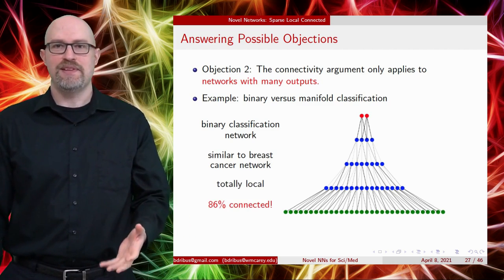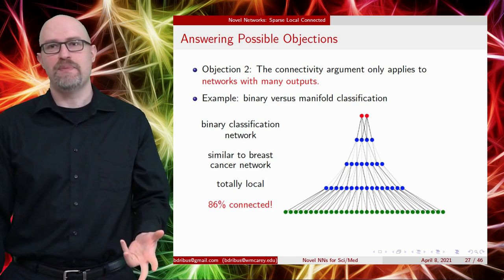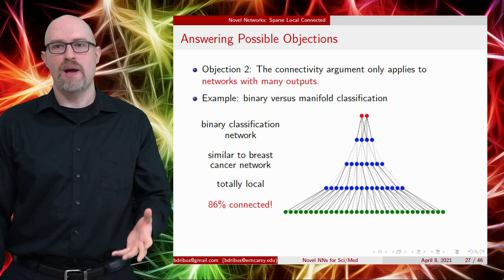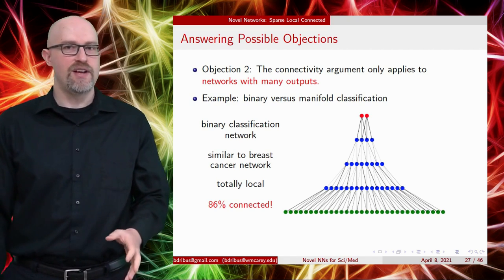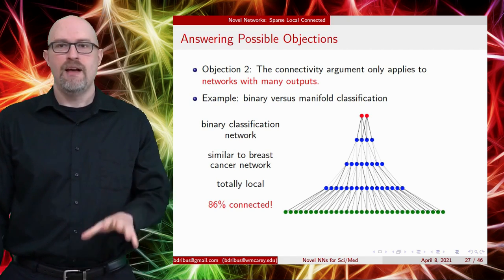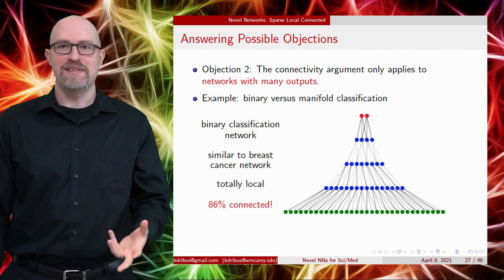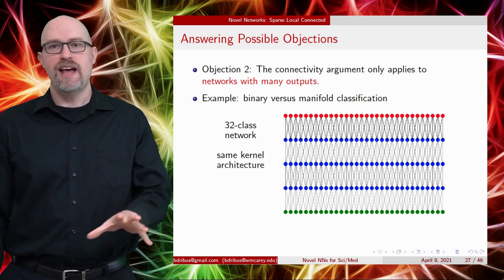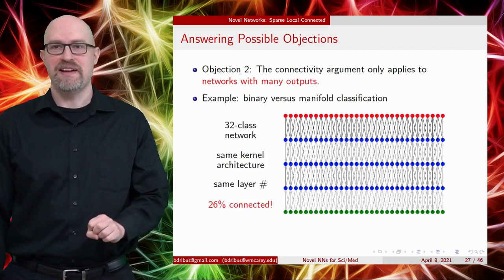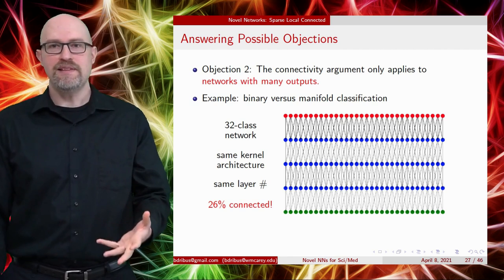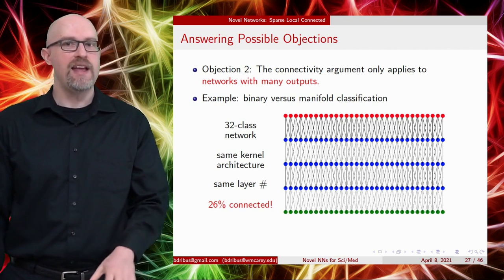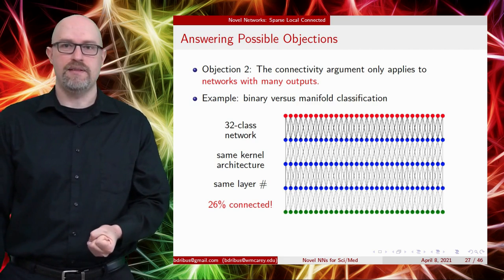For example, the totally local network shown here, which is similar to the breast cancer networks I demonstrated earlier, is 86% connected despite having rather sparse structure. This is because the layer size is decreased by factors of 2 from 32 inputs to just 2 outputs. Meanwhile, using a uniform layer size of 32 with the same kernel architecture, we get a network with just 26% connectivity. From these examples, one might worry that hybrid advantage applies only to the naive case of uniform layer sizes.